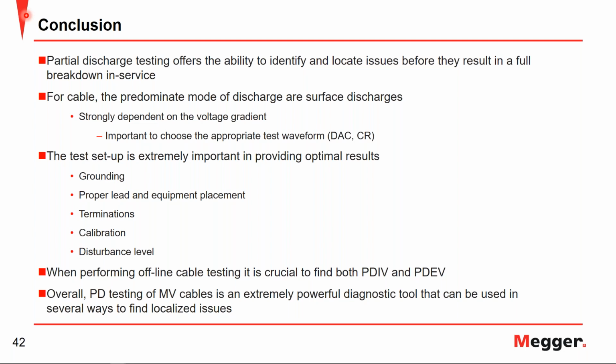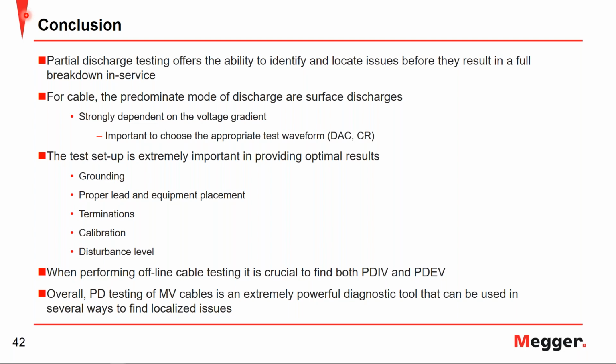Then finally, calibration. As I mentioned before, probably one of the most important parts of partial discharge testing, as a good calibration is going to set you up for a good partial discharge measurement. And then disturbance level, as that's necessary to know because that's going to be the threshold at which you're able to measure. Anything below that disturbance or background level, you will not be able to see.